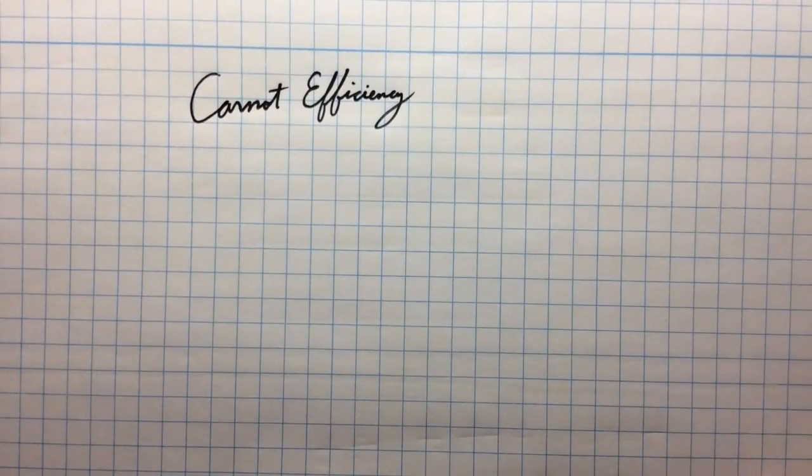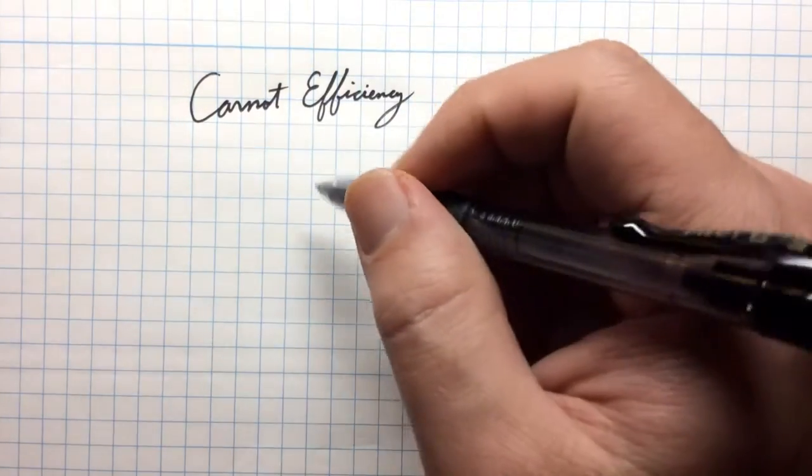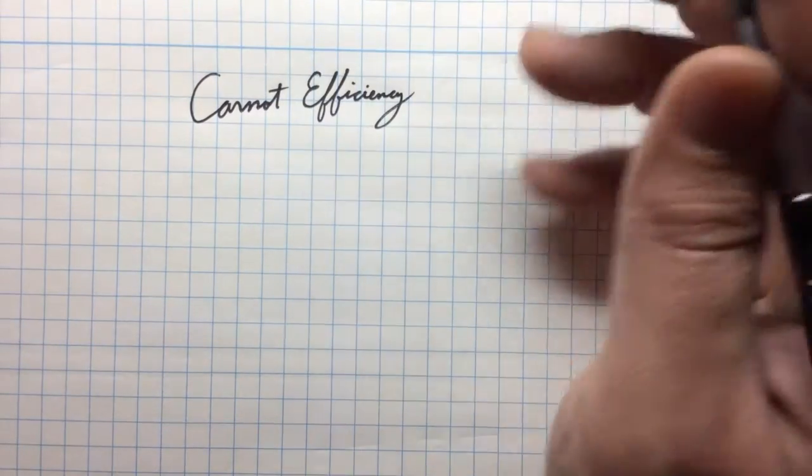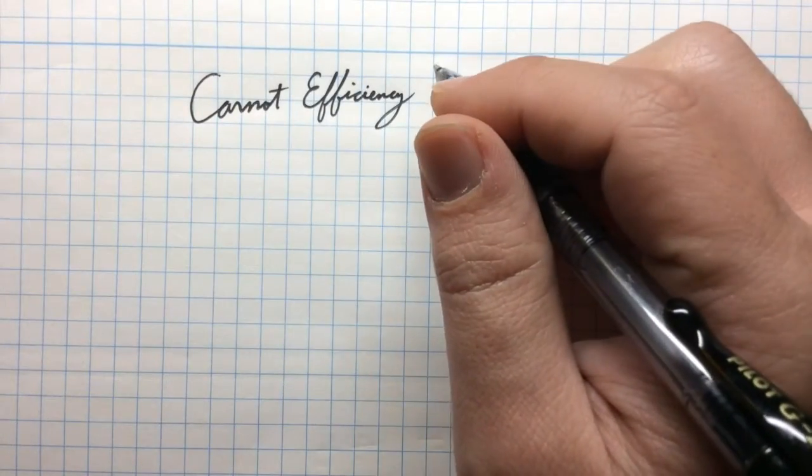Alright, we're doing a video for AP Physics 2, and this might be a quick one, this might not, I'm not sure. We're going to talk about Carnot efficiency. I think it's Carnot instead of Carnot. I think it's more French. But we'll talk about the efficiency of a heat cycle.